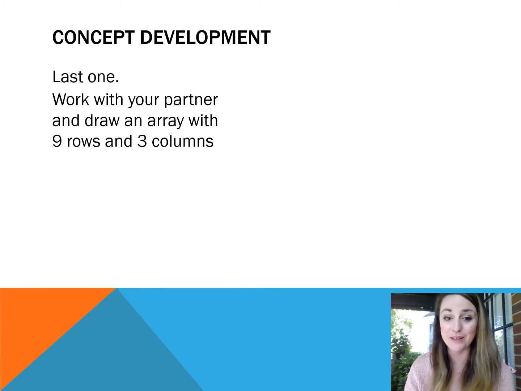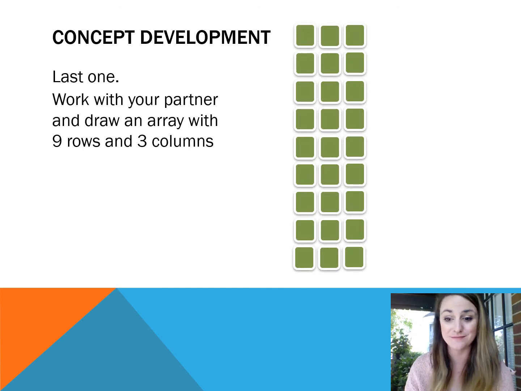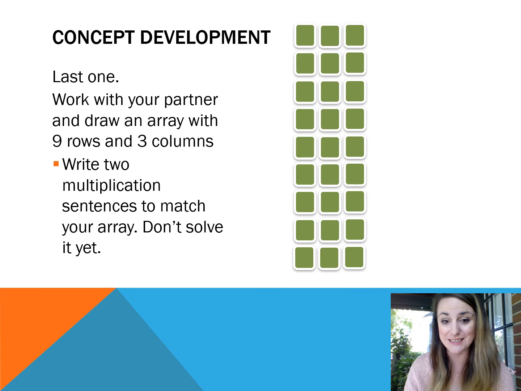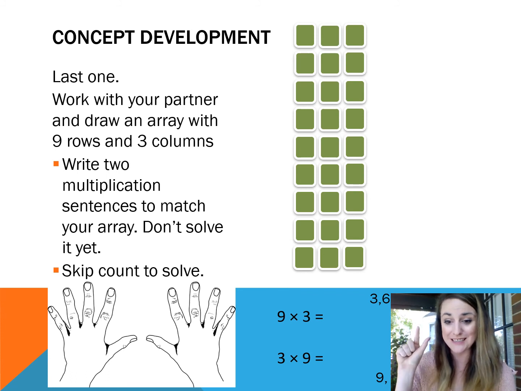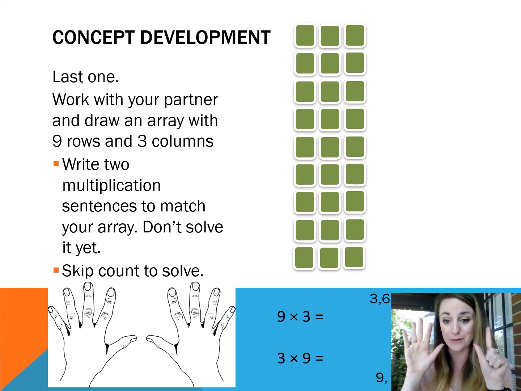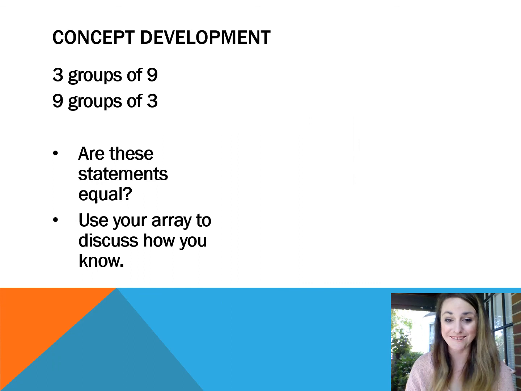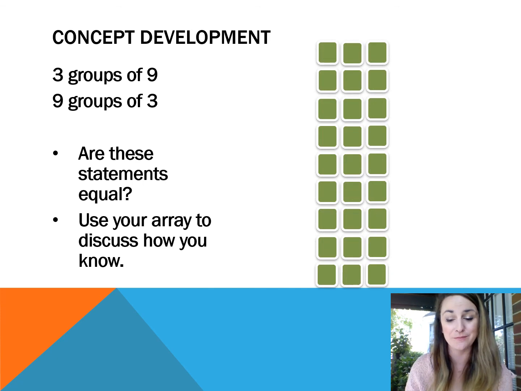Last one. Draw an array with 9 rows of 3 columns. Let's write 2 multiplication sentences to match your array. Don't solve it yet. 9 times 3 and 3 times 9. Let's skip count to solve. Let's start with 9 times 3. 3, 6, 9, 12, 15, 18, 21, 24, 27. 9 times 3 is 27. Let's try 3 times 9. 9, 18, 27. There we go. 3 groups of 9 and 9 groups of 3. Are these statements equal? Use your array to discuss how you know.